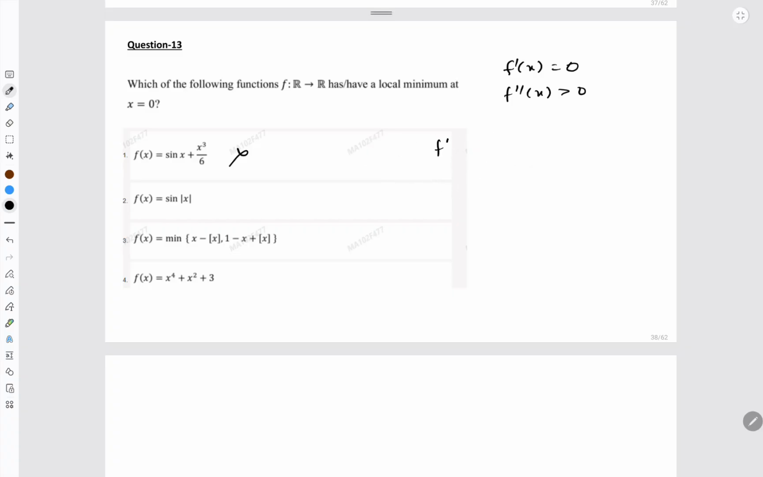For sin mod x, I can do f dash of x. The derivative of sin of mod x is cos mod x, and the derivative of mod x is x by mod x, right?